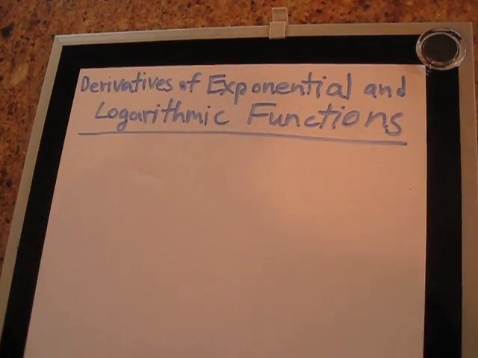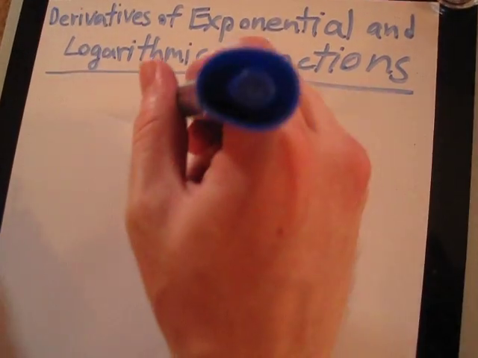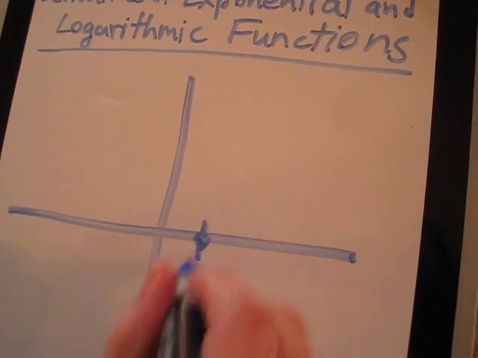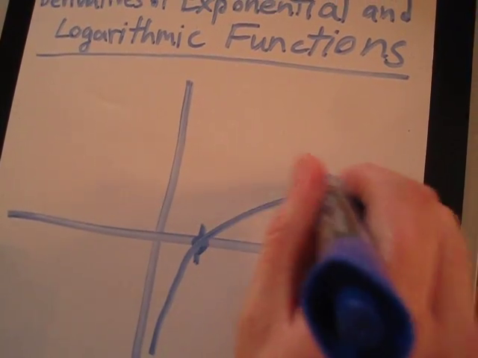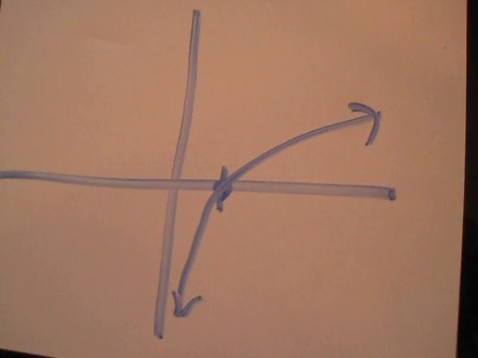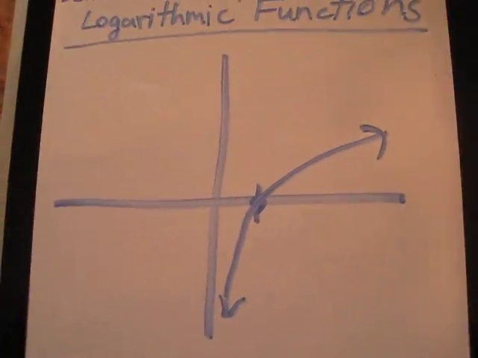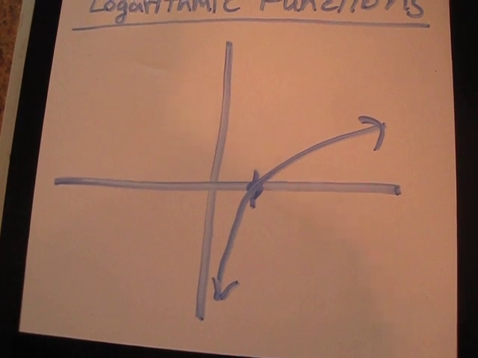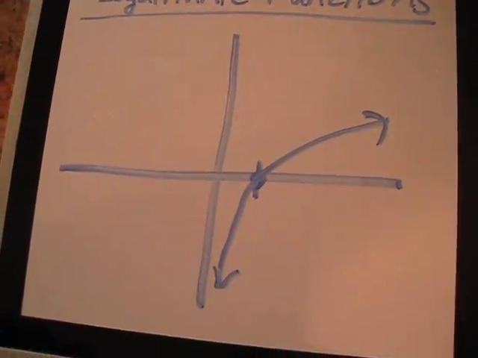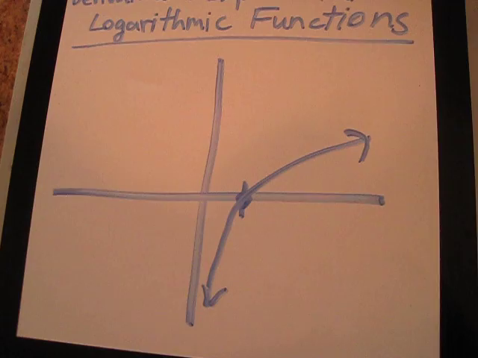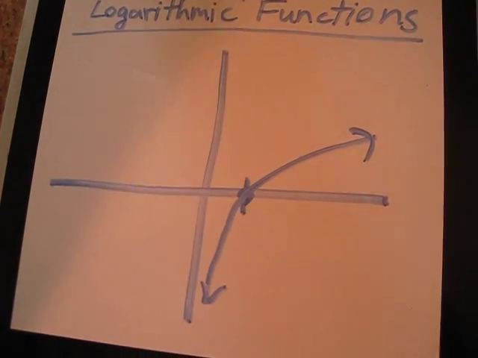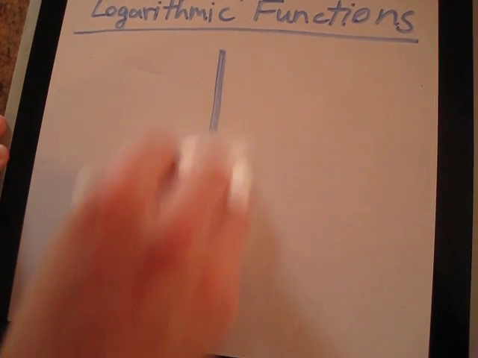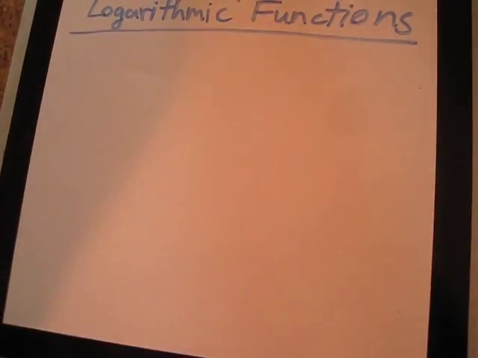Now I'm going to show the graph of what a logarithmic function could look like. And as you can see, they grow much more slowly than exponential functions. That's an important thing to note. This was just an example of a logarithmic function. Now I'm going to show you how to take the derivative of a logarithmic function.